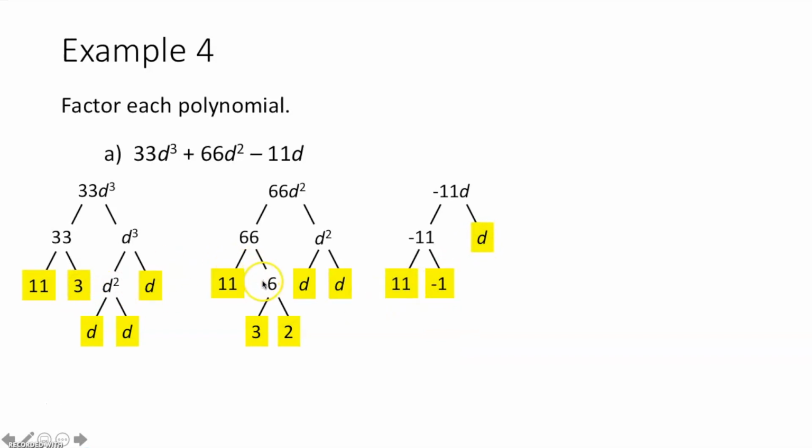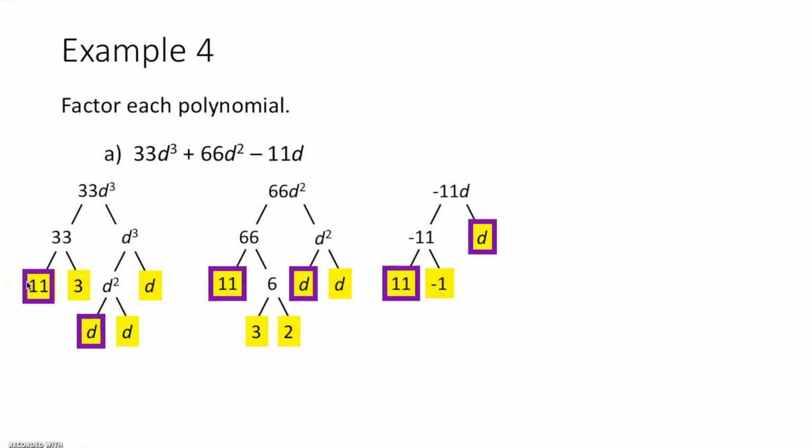What do each of the 3 terms have in common? All 3 terms have to have it in common. Well, they all have an 11. They all have a d. Is that it? Yeah, that looks like it. So 11 times d is 11d. That's your greatest common factor. That is what goes on the outside of a set of parentheses.